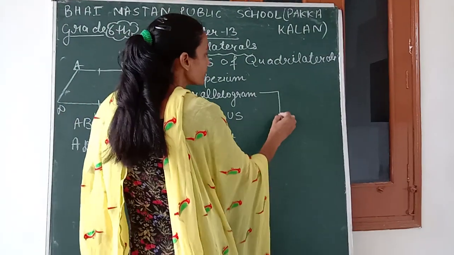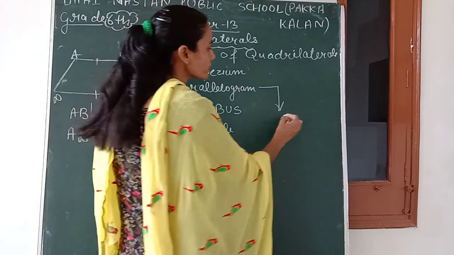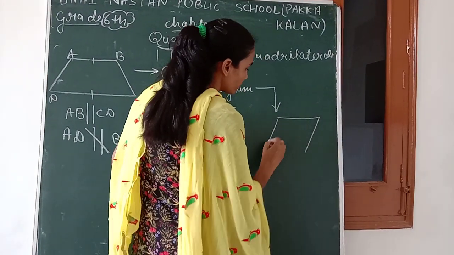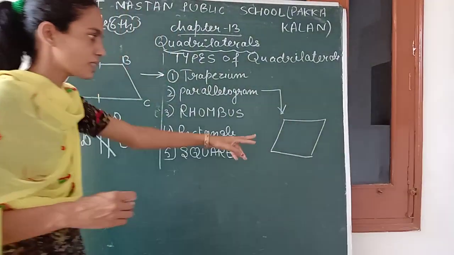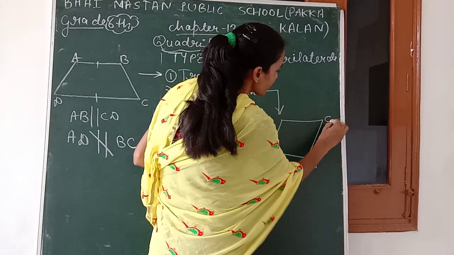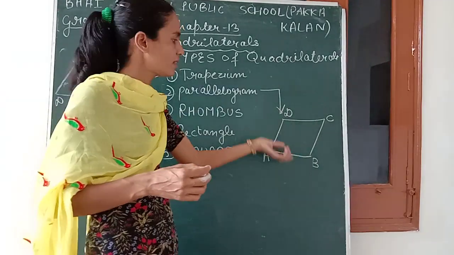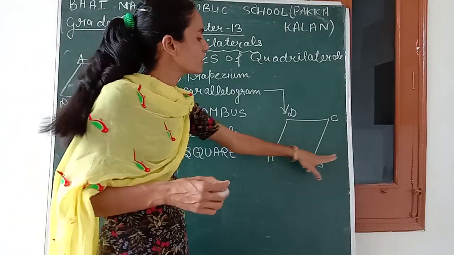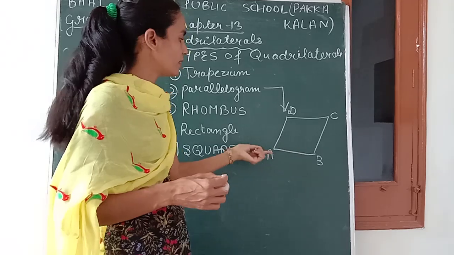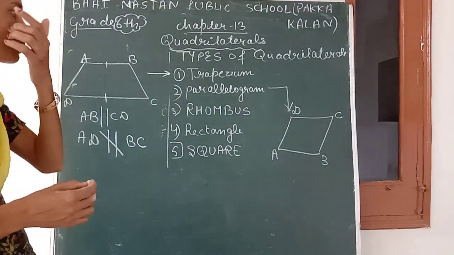The second one is parallelogram. A parallelogram means opposite sides are parallel and equal. This is a parallelogram, A, B, C, D. Opposite sides are equal and parallel: AB and CD, AD and BC. Is it okay? This is a parallelogram.